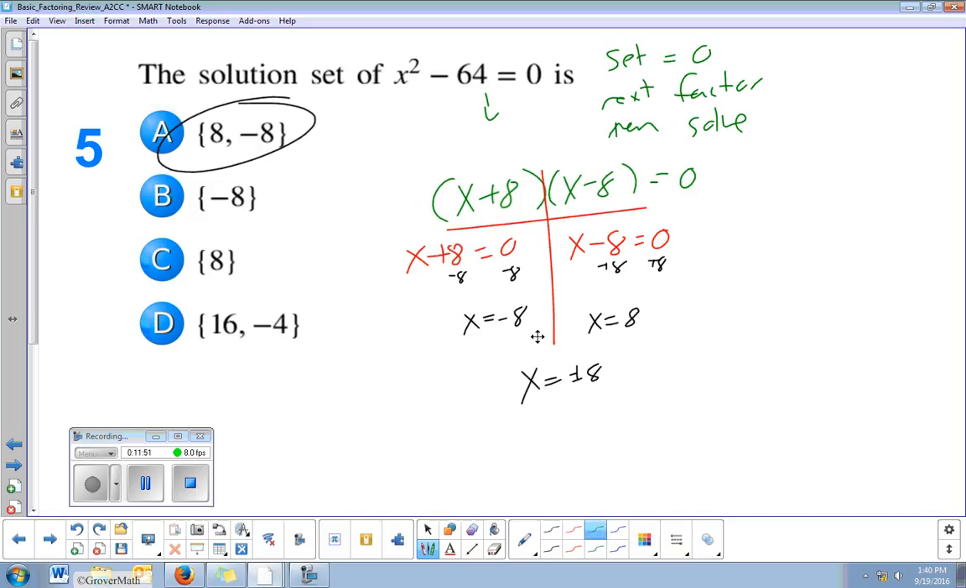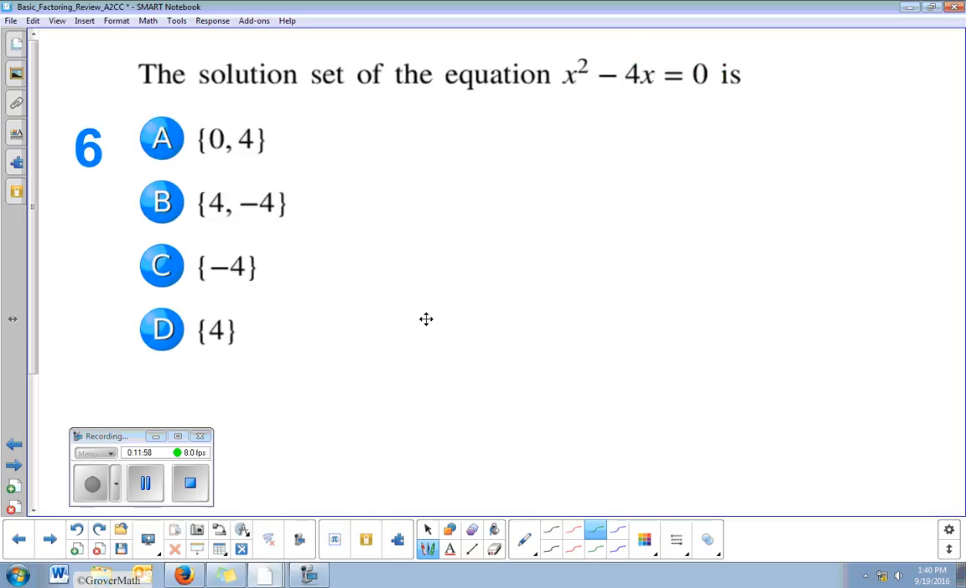Now, there are times where sometimes answers are going to reject, but we're not there yet. So don't worry about that. Nothing's going to be rejecting just yet. One more, do a quick example here. Let's see what we can do here.